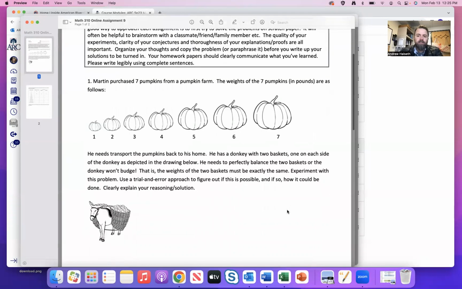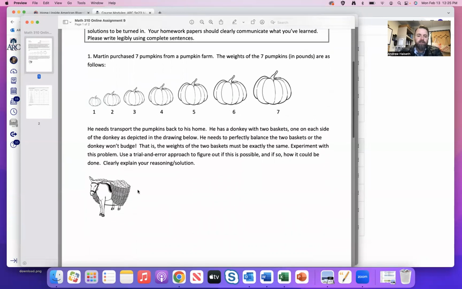And then you have a donkey, and you want to perfectly balance the 2 baskets, or else the donkey, who is stubborn, is not going to move. Only is going to move if they're perfectly balanced. That means you got to, okay, and you can't cut the pumpkins up, right?